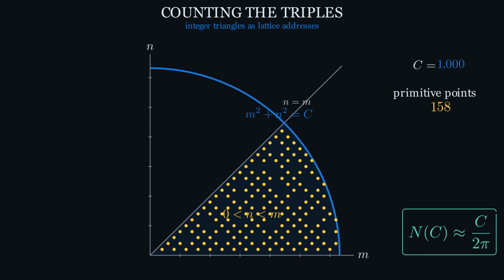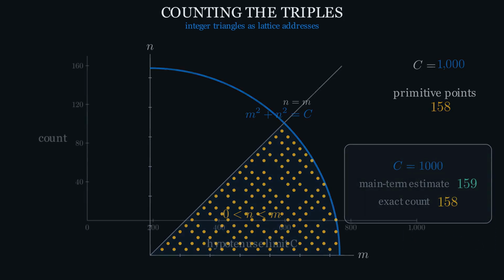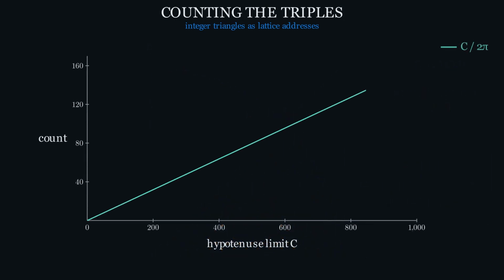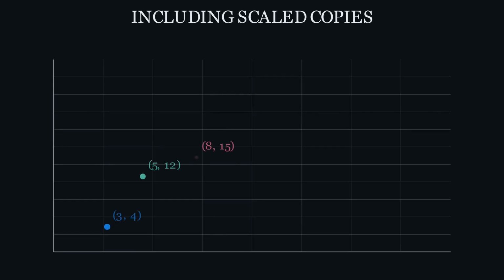Primitive triples therefore arrive at a roughly constant rate as the hypotenuse limit increases. The precise main term is c over 2 pi, so below 1000 we expect around 159 primitive triples. The exact count wiggles around that estimate because circles and square grids never cooperate perfectly. That wiggle is part of a much deeper lattice point problem.